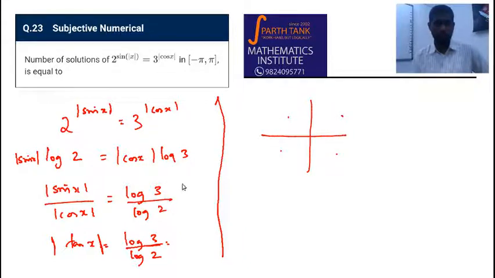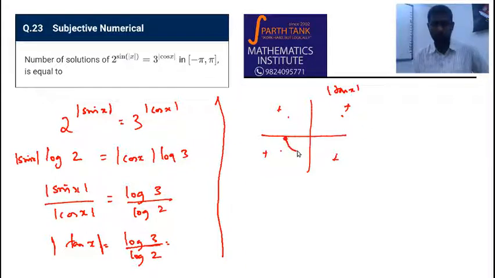Now in all 4 quadrants, tan x will have this value, because tan x in each quadrant goes from 0 to infinity. So this value will be there in all quadrants. It will be positive here, negative here, positive here, negative here. But mod of tan x will be positive everywhere. Therefore, there will be 4 roots in minus pi to pi, right?